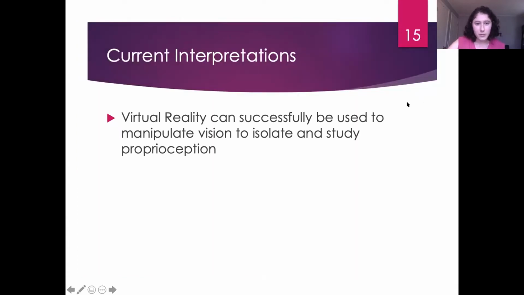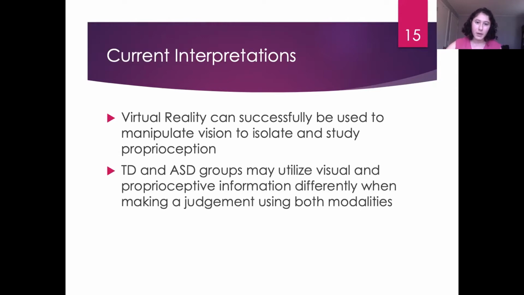So our current interpretations of this study are that virtual reality can indeed be successful to manipulate vision to isolate and study proprioception. So we are able to use it to affect what the person sees while they're still able to move their hands freely. And although our results are fairly preliminary, the typically developing and autistic groups may utilize visual and proprioceptive information differently when making a judgment that uses both modalities.